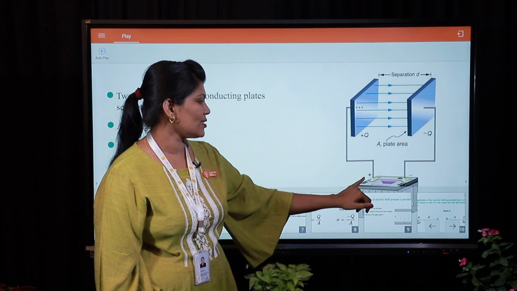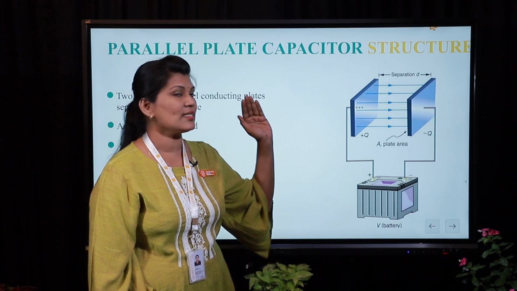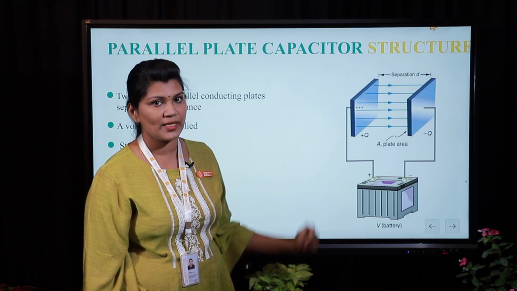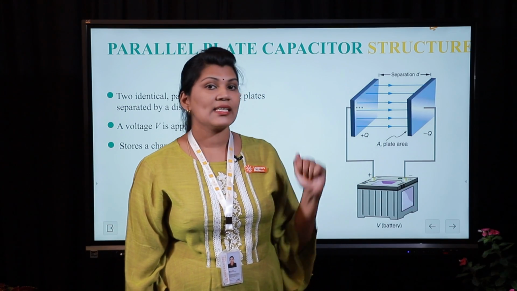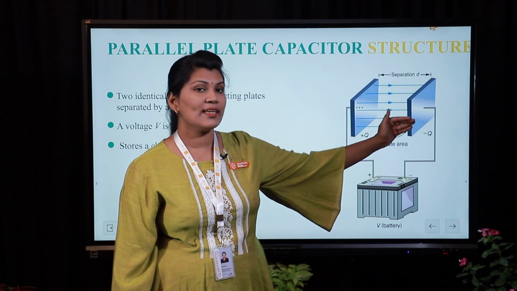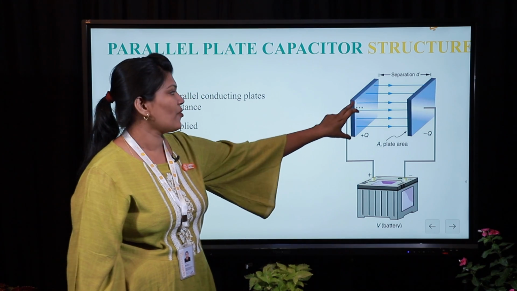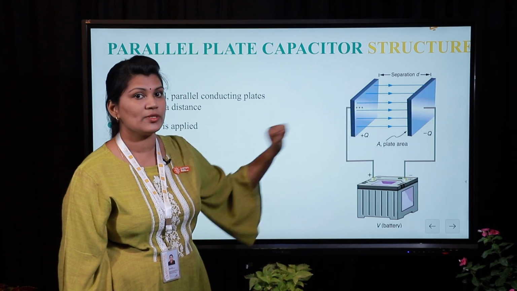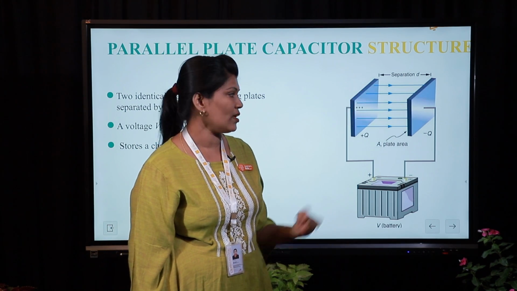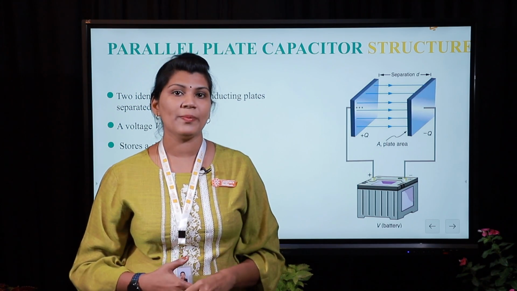When we connect the positive terminal of the battery to one of the plates, that plate will get charged with plus Q. That is, positive charges will be stored in that plate. Then the second plate is connected with the negative terminal of the battery, so the negative charges, that is the electrons, will be stored in this second plate. So the first plate is charged with plus Q charges and the second plate is charged with minus Q charges. Here Q represents the total number of charges in each of the plates.